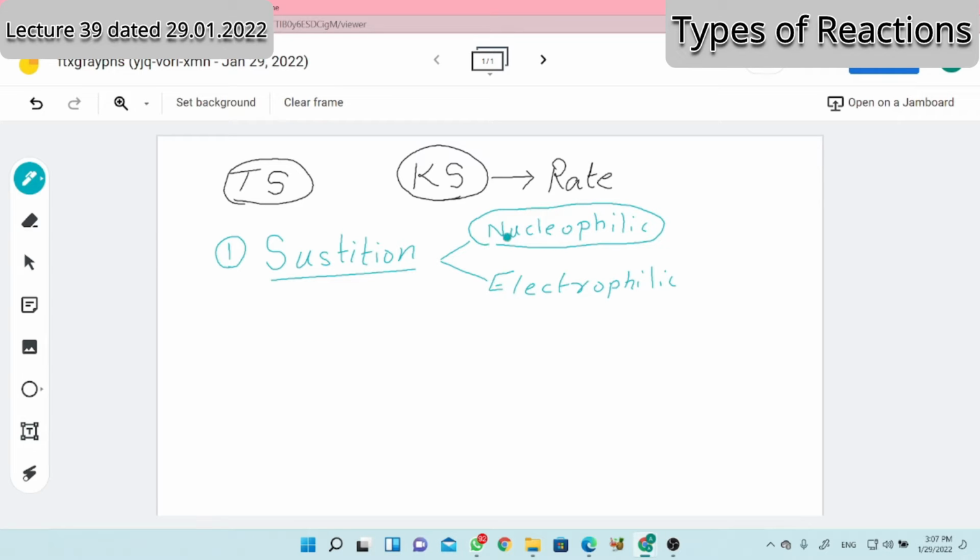You might be aware of the name nucleophilic. Phil means attraction, they love the nucleus, which is positively charged. Electrophilic, they love the electron, meaning negative charge.